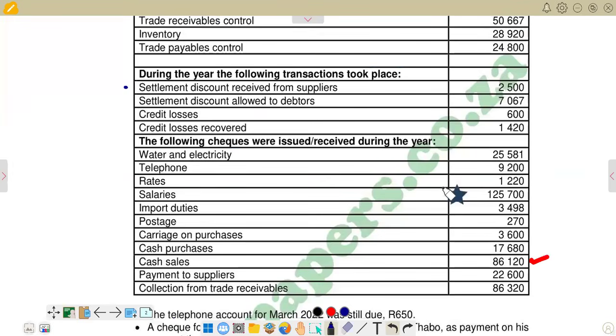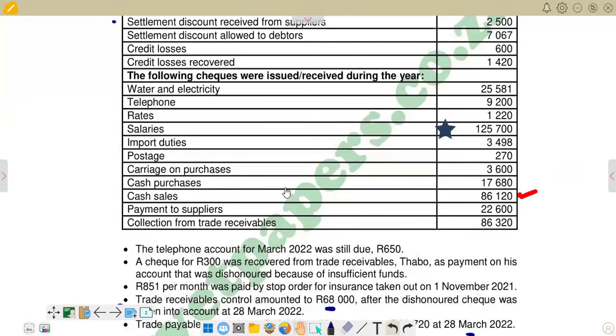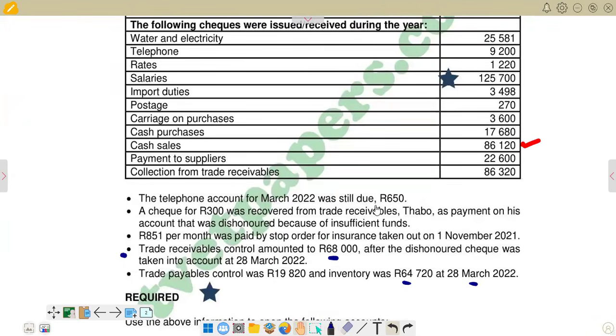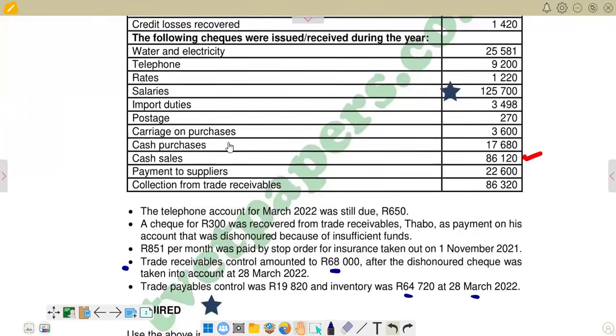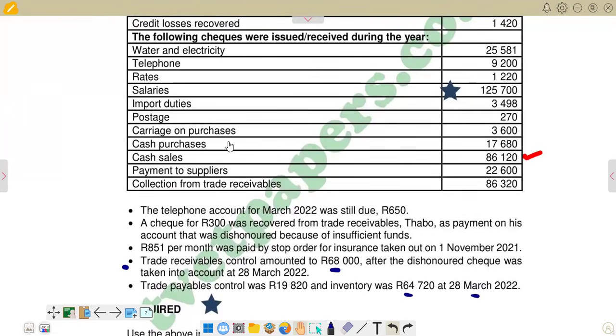After water and electricity, we've got telephone, 9,200. On telephone again, we don't carry it as it is. We first of all try to see if we've got any adjustment affecting telephone. So the first item is saying telephone account for March 2022 was still due, 650. So this is an accrual. Remember, accruals, we are supposed to add them, and prepayments we are supposed to subtract. In this sense, we are trying to comply with the matching or the accruals concept. So the figure that we are having in the list of balances, 9,200, we are supposed to add this 650. So we summarize it as it is.